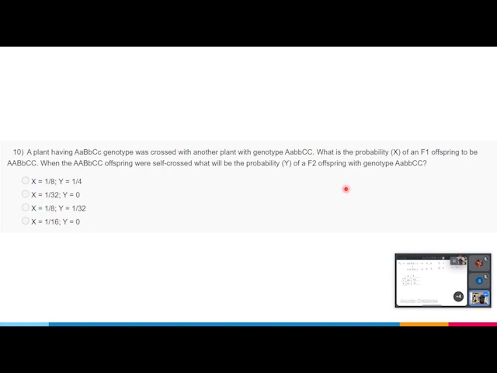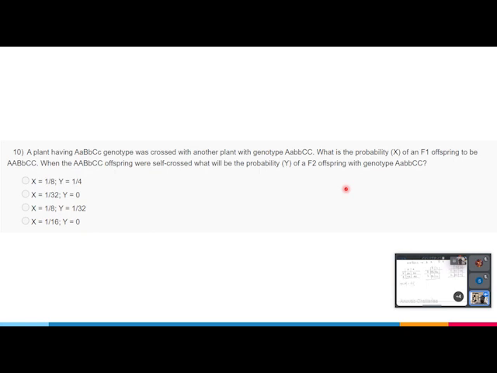Everything should be capital A or homozygous dominant. Similarly for B, we have homozygous B, heterozygous B, heterozygous B, and homozygous recessive B. Similarly for C, everything is capital C, homozygous dominant C.